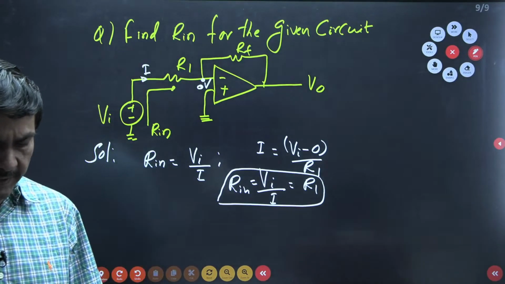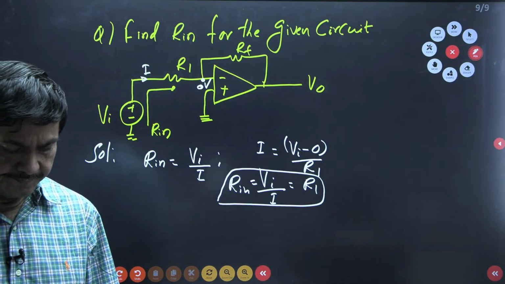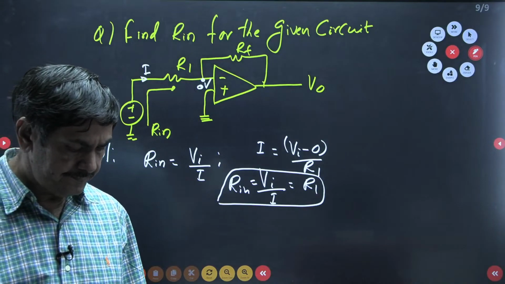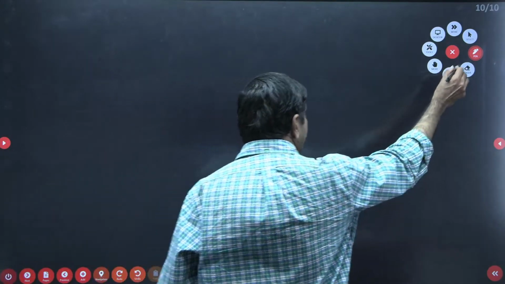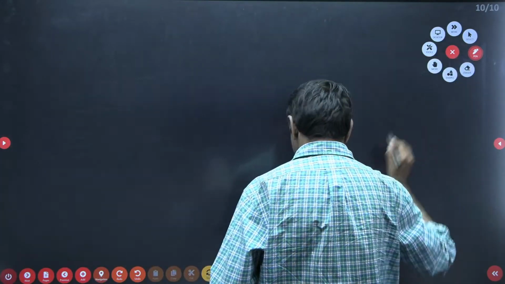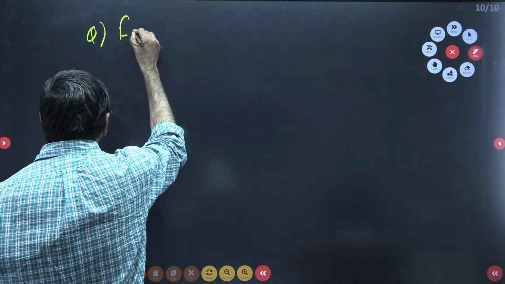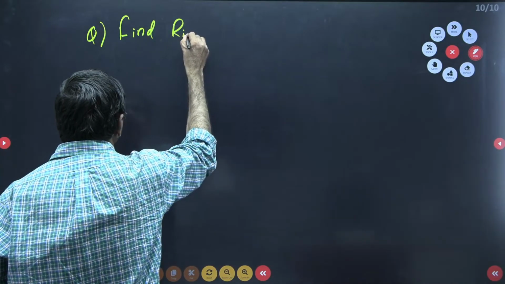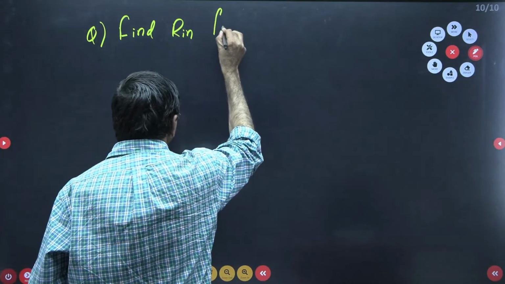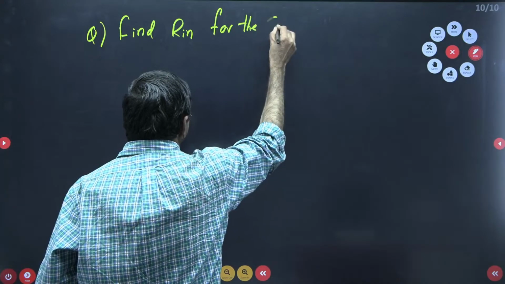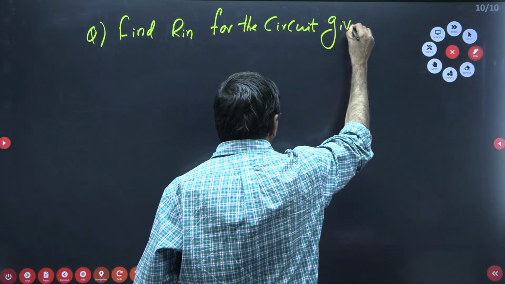With a slight change, I will give one more question. You can understand clearly. Find R in. I am asking to find R in for the circuit given below.